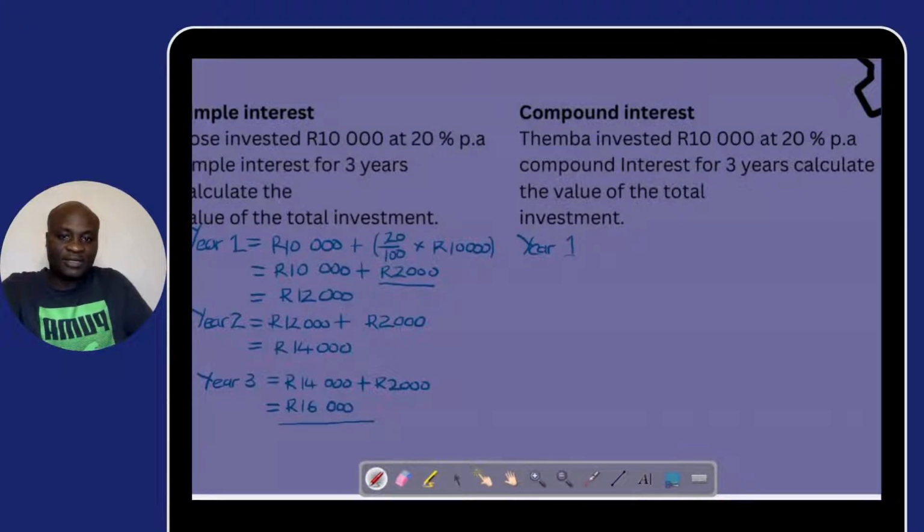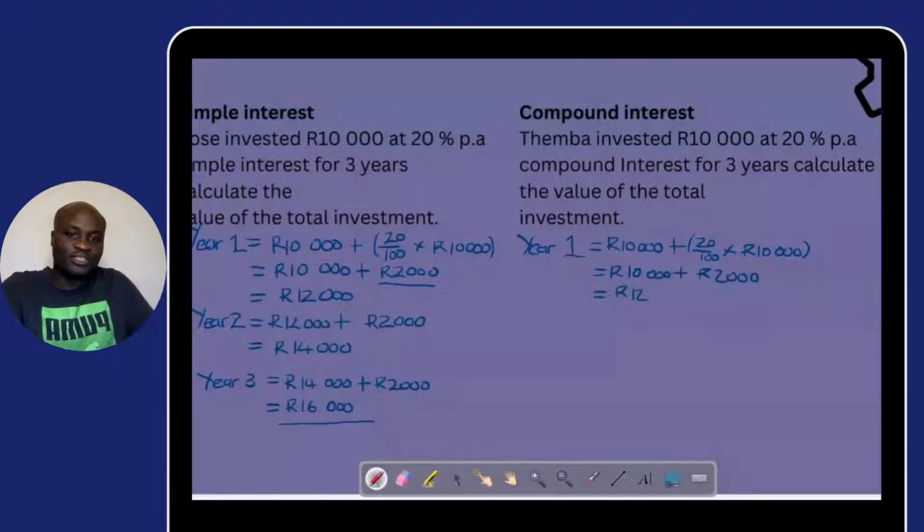Year number one. You'll notice that it will be different, but the first period will be the same. It's 10,000 rands plus 20 over 100 multiplied by 10,000 rands, which is going to give us our 10,000 rand plus our interest, which we have calculated already, which is 2,000 rands. All in all, it is 12,000 rands for the first year. You'll notice that this 12,000 rands is the same as the 12,000 rands for the simple interest.